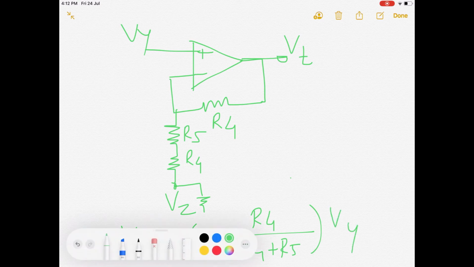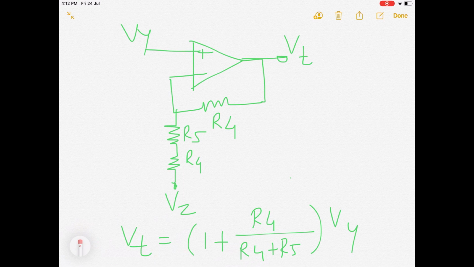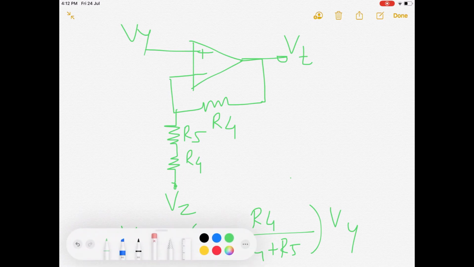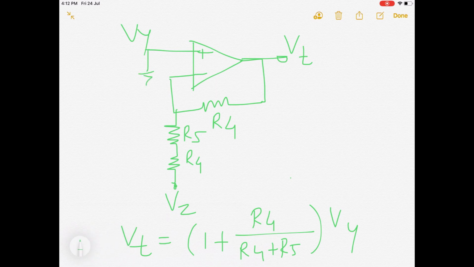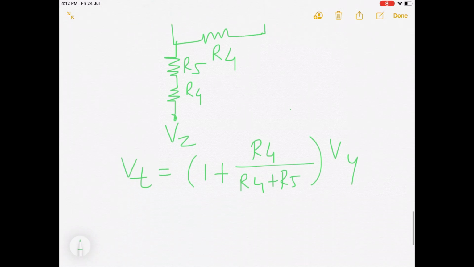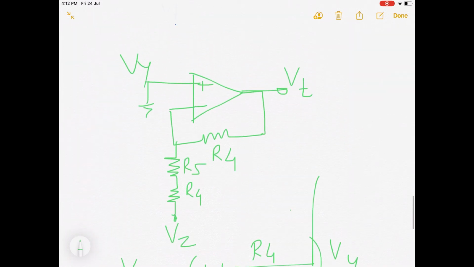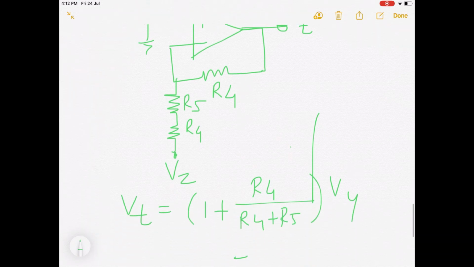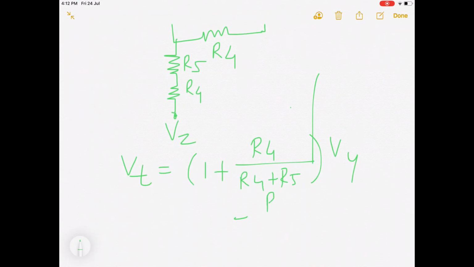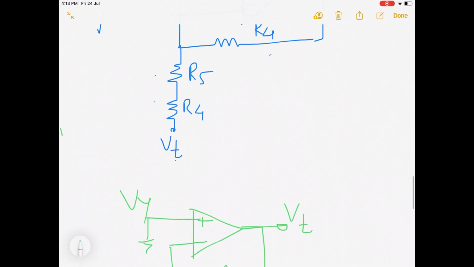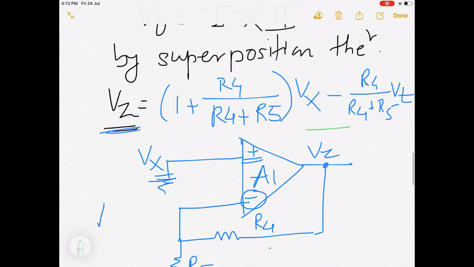Okay. Now I am removing this ground sign and here I am applying ground, means output because of Vz. So it will be what? It is an inverting amplifier, because input is applied to the inverting terminal. So it is minus Rf by R1, Rf is R4 upon R4 plus R5 into Vz, because we are applying Vz. So this will become our equation number 2 and here our equation number 1.